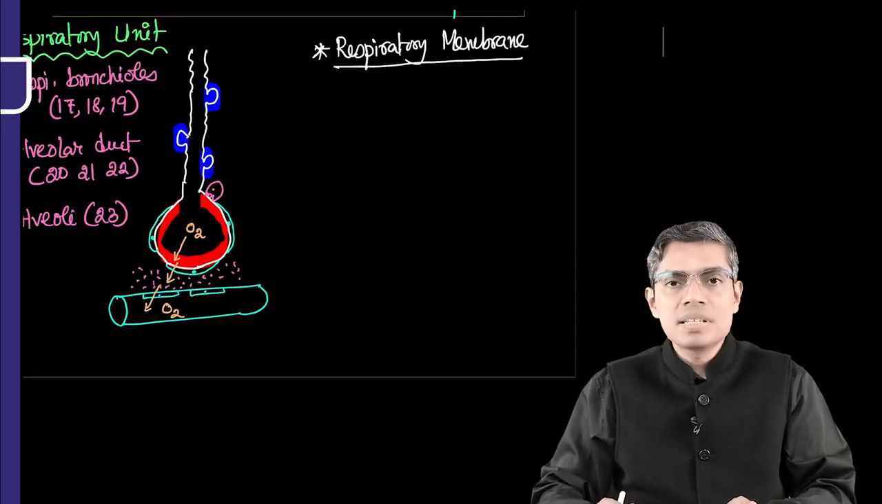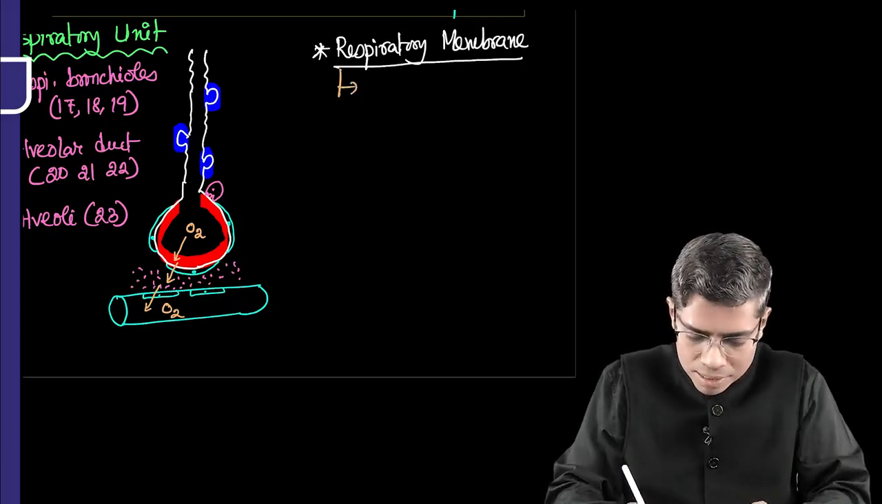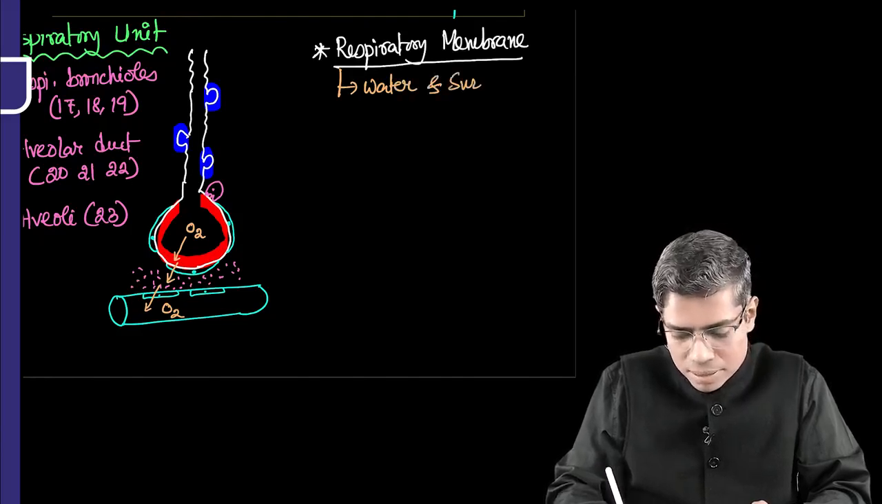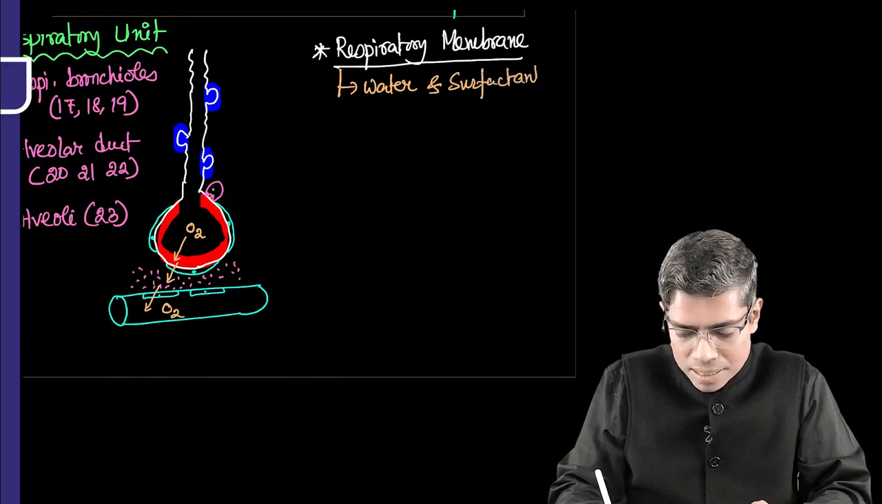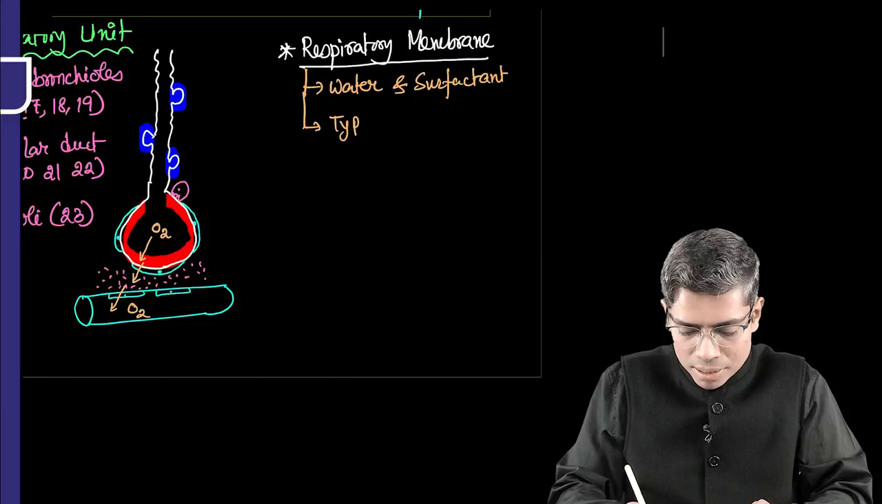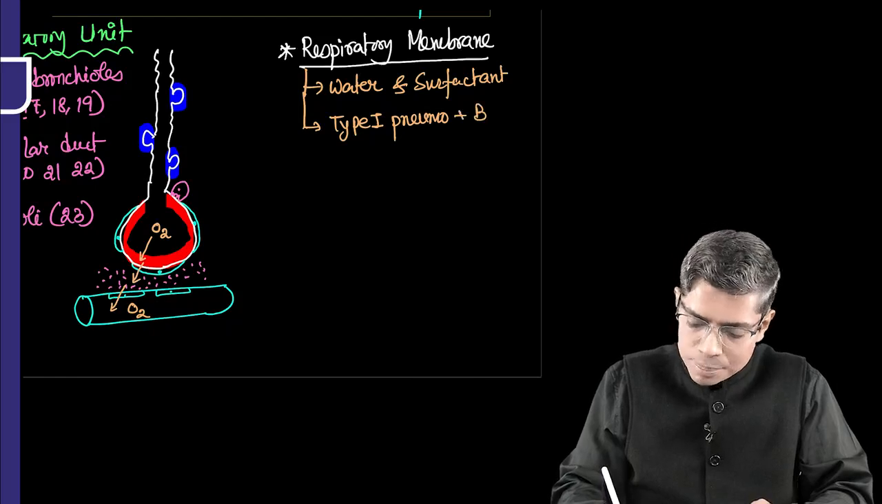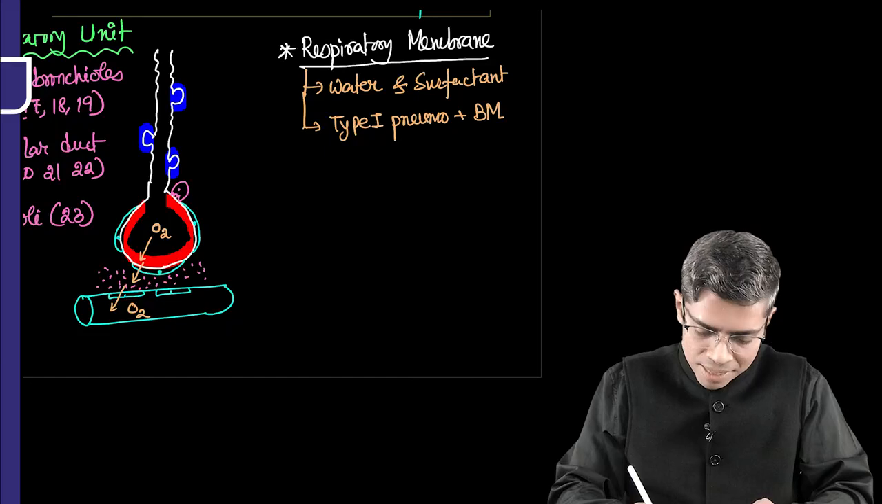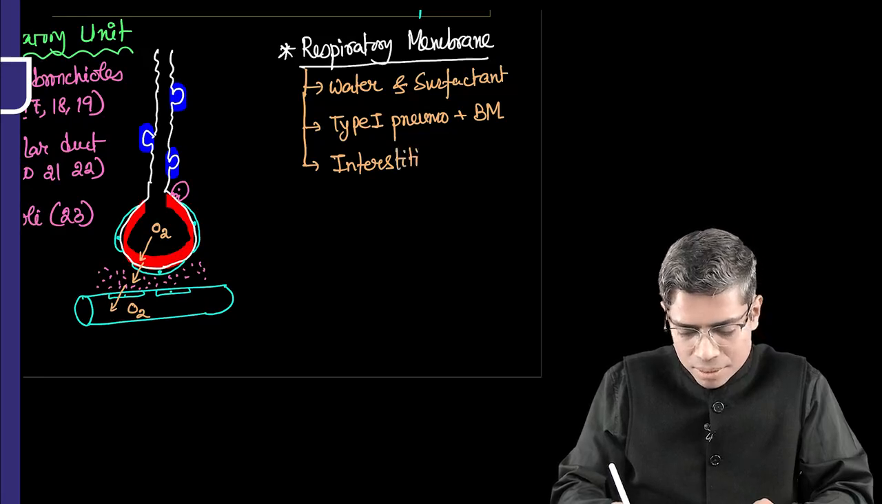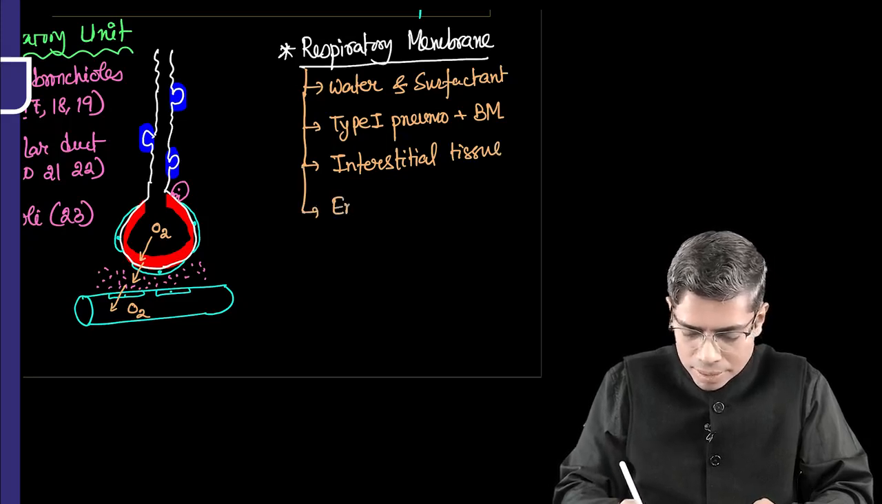So if I write down all these layers, right, first one is the water layer, very thin layer of water, along with the surfactant molecules which are present inside this water layer, right? Then second layer is nothing but type 1 pneumocyte cell, plus the basement membrane of this type 1 pneumocyte cell. Then third is the interstitial tissue of lung, right? And then it will encounter the endothelium cell and its basement membrane.